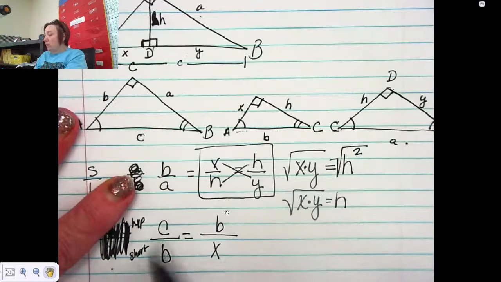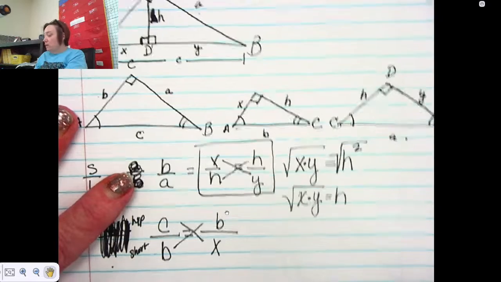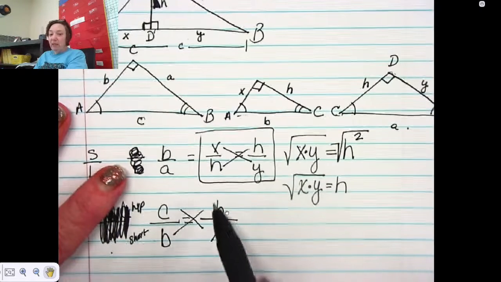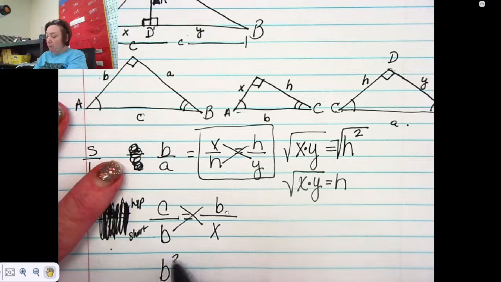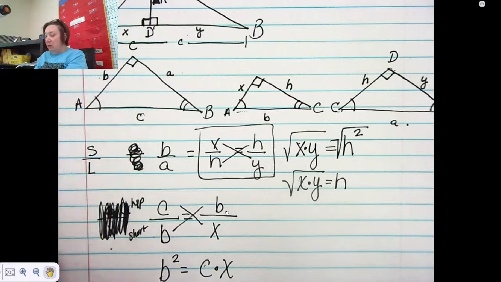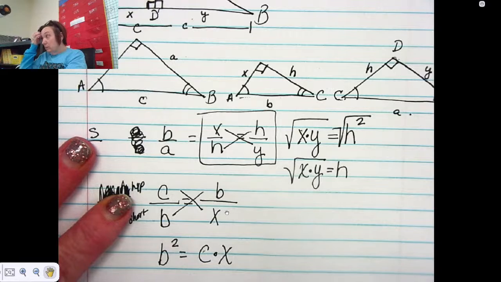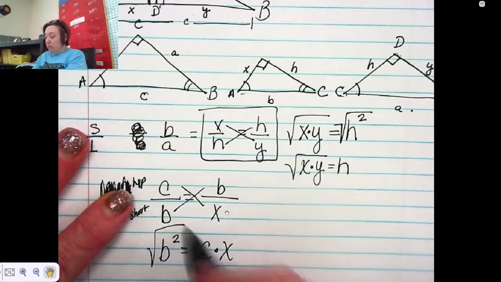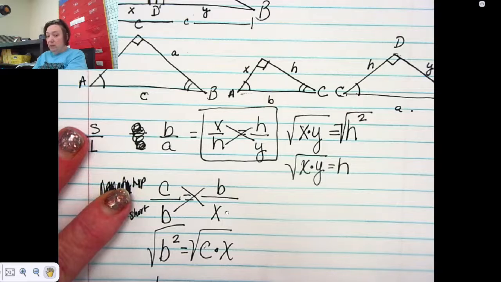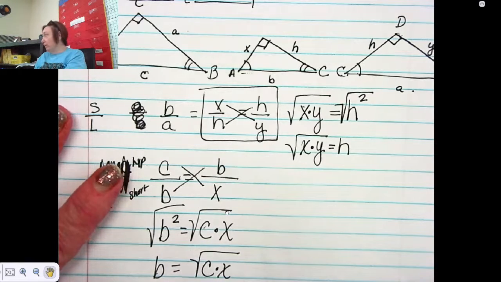And what do you notice about this? We got two B's. So we can cross multiply and solve for B. So when we cross multiply here, we're going to have B times B is B squared, and then C times X. Right? And then how do you get B by itself? Square root it. Does this look familiar to you? Looks like something we've done before.